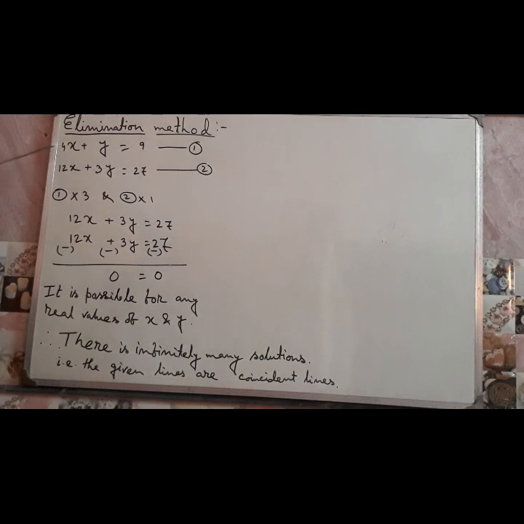You see here also, as they are coincident lines, you can check that a1 by a2 is equal to b1 by b2, is equal to c1 by c2. The value is 1 by 3.